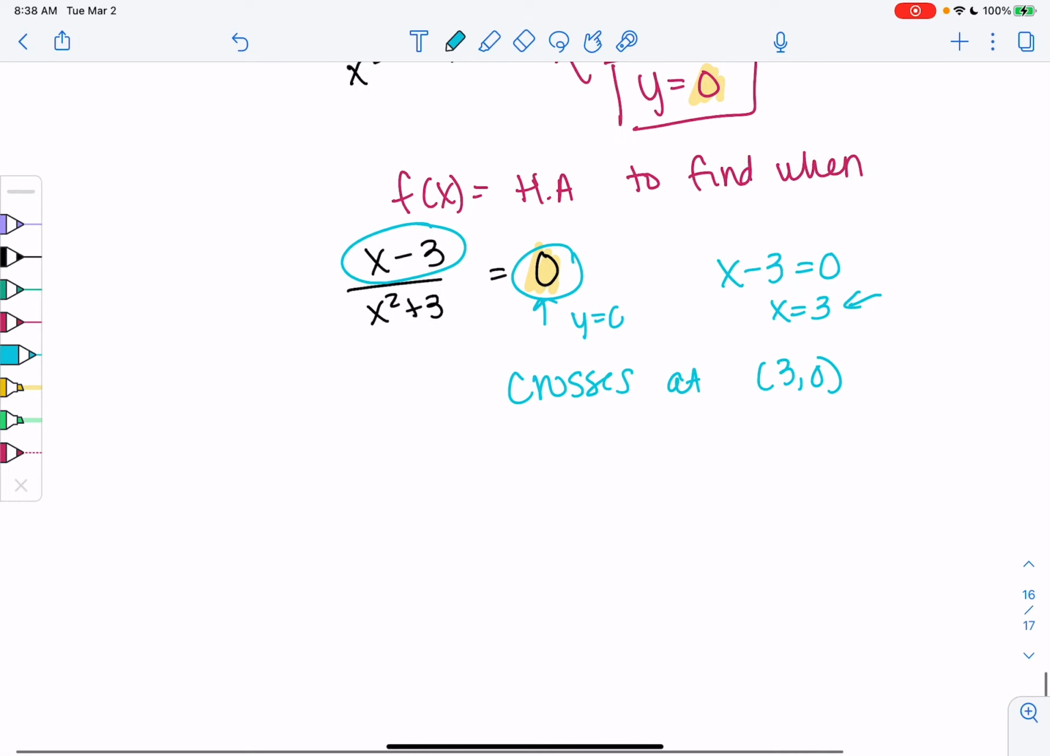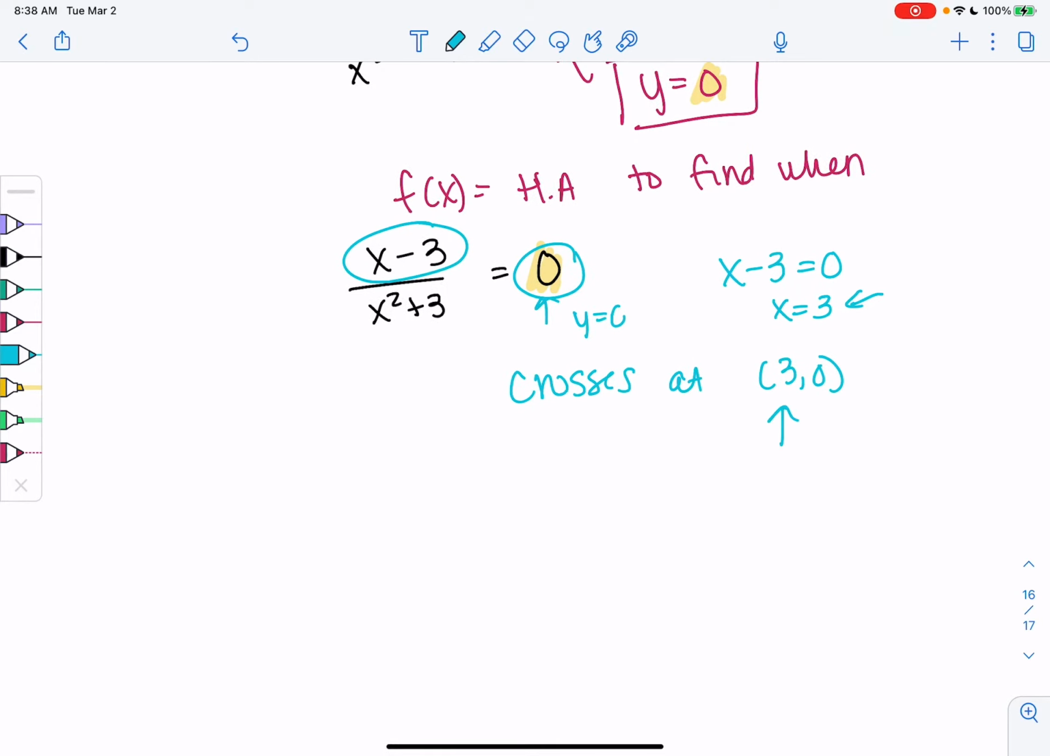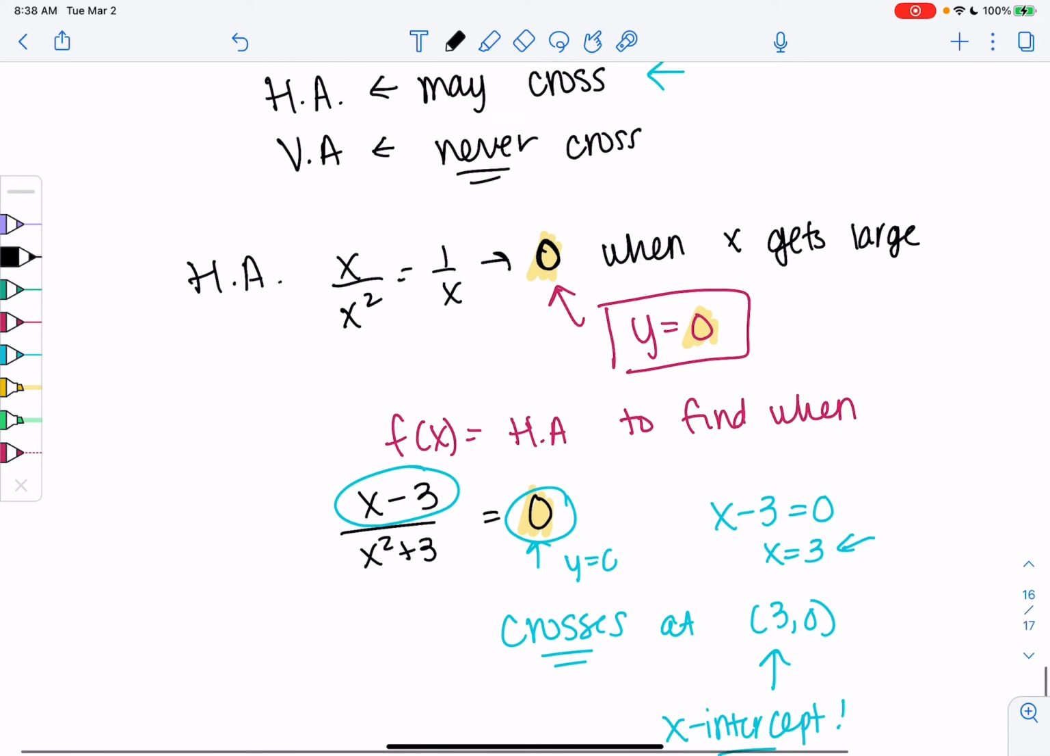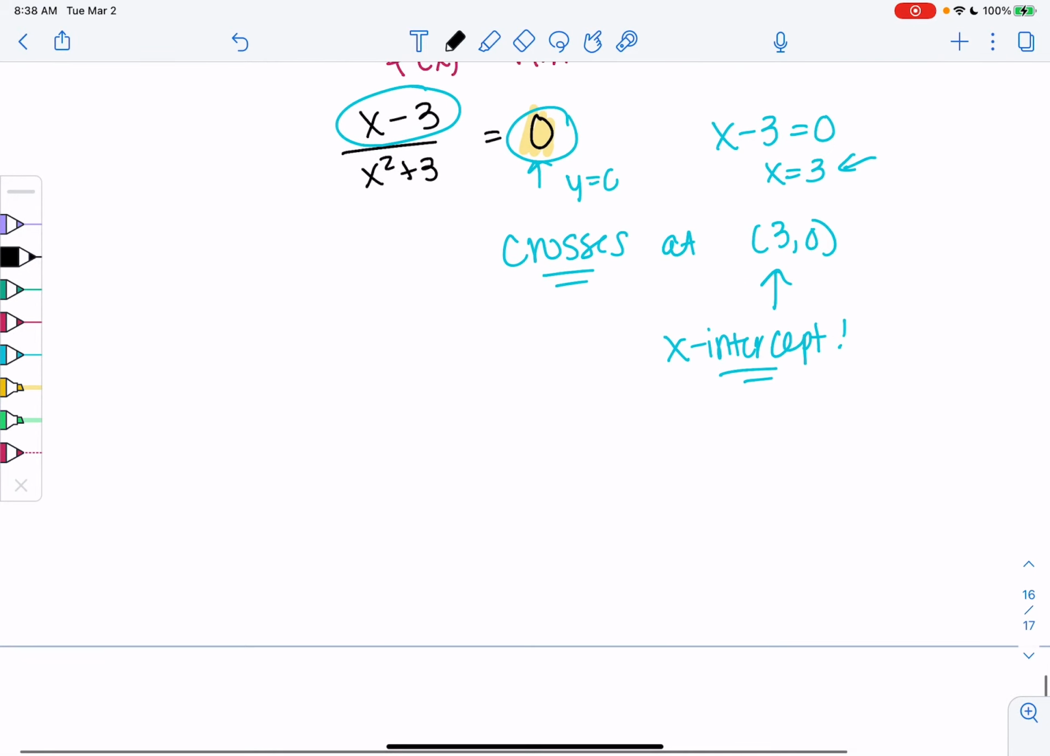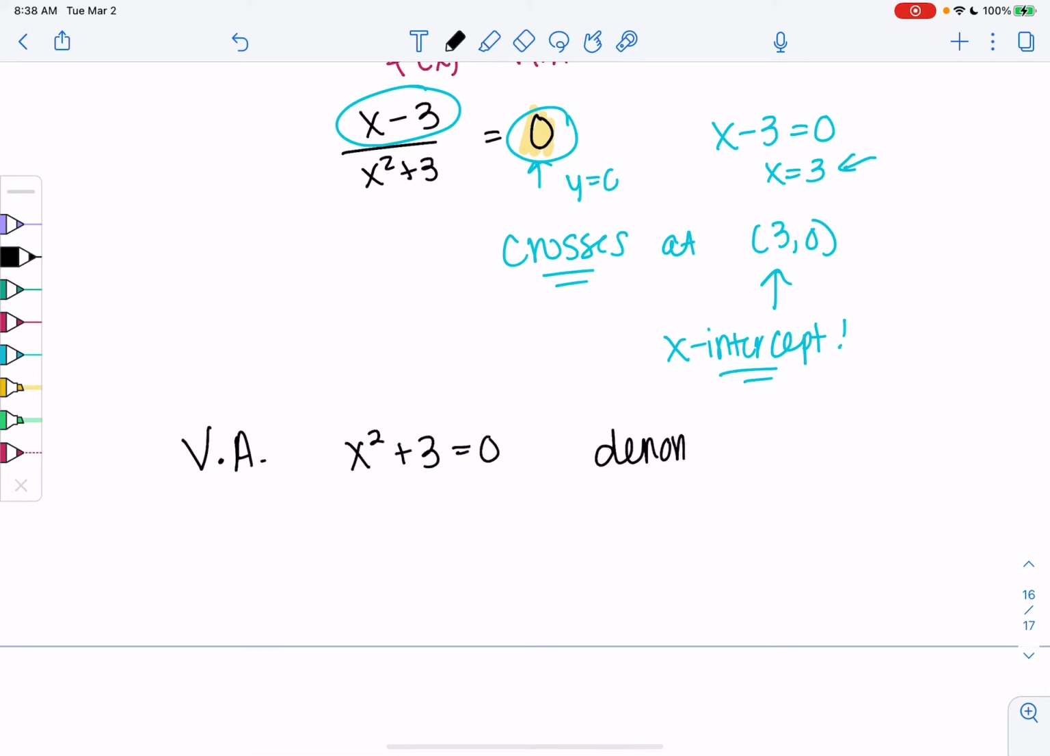And what else do we know about (3, 0)? (3, 0) would also be considered an x-intercept, right? Because the y value is 0. So that gives us two pieces of information. It crosses the asymptote and it's an x-intercept. All right, so let's find the vertical asymptote and then maybe the y-intercept. The vertical asymptote for a rational function is when the denominator equals 0. So x squared plus 3 equals 0, which is x squared equals negative 3, which is imaginary, so there is no vertical asymptote here.